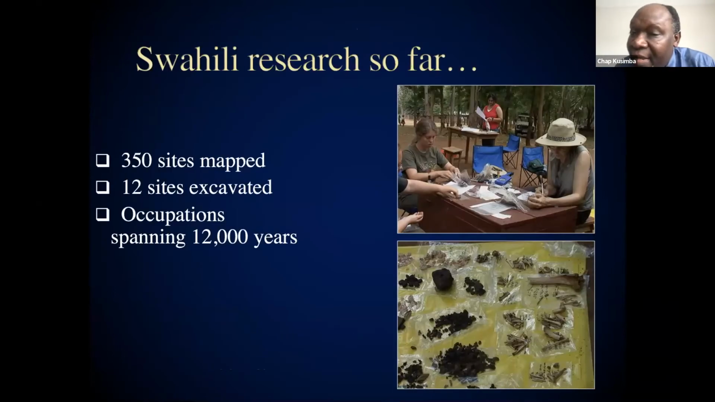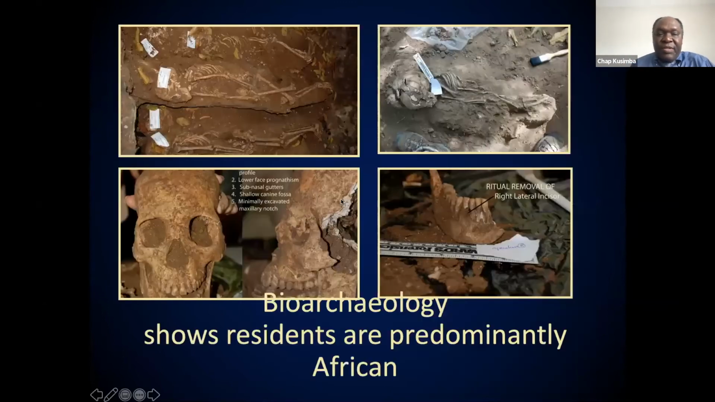So far, in this area, we have mapped more than 350 archaeological sites. We have intensively excavated 12, and we've been able to show occupation spanning the early Holocene to essentially the present. So whenever we talk about the Swahili coast and we begin from the rise of Islam, we are talking about only a small segment of that society, but we have to really go back and show how it developed. And we've been able to demonstrate that through our work.